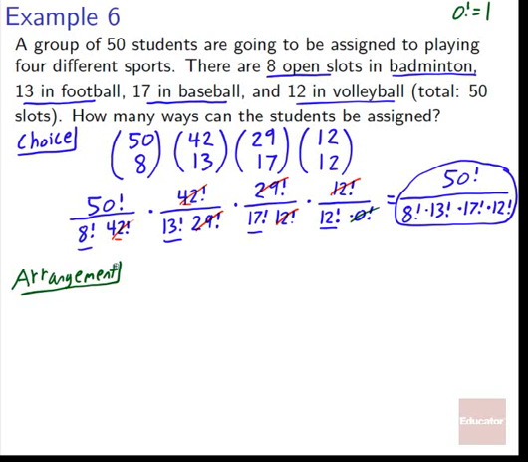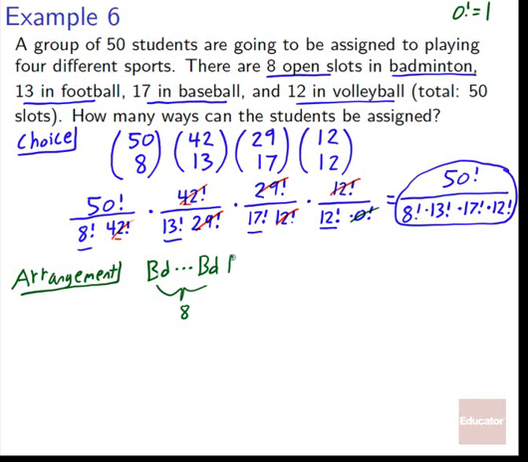Next, we think of badminton, football, baseball, volleyball as cards. So there is a badminton card, and we have a total of 8 badminton cards. And then there are, let's make that a BD, because it's kind of hard to tell the difference between badminton and baseball if they both have that. So BD, BD are badminton cards.